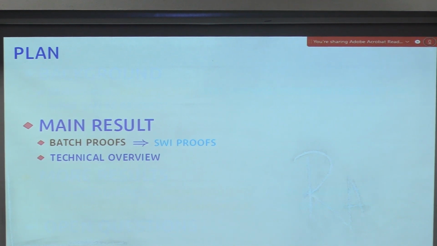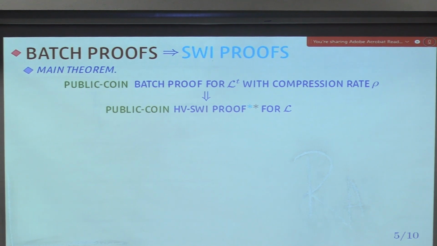Okay, yes. I'll tell you how we get this. So let's first state what we get a bit more formally. What we show is that if you have a public coin batch proof for L to the T with compression rho, then you get a public coin honest-verifier SWI proof for L. So it does not need to be NP complete. Anything, yeah. And you need public coins. I think you can relax it in some settings, but let's talk about public coin.